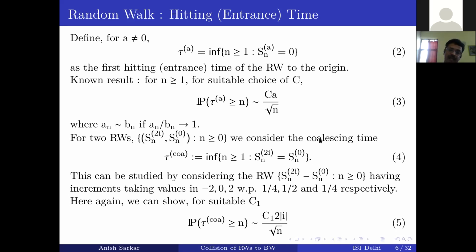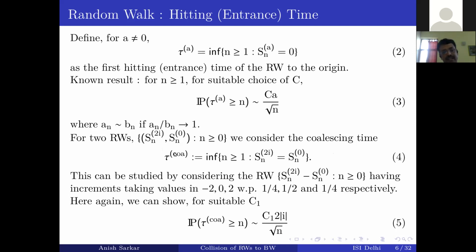So they hit each other. I probably should have said hitting time, but coalescing time is what I have used. I don't know why. Anyway, why have I taken 2i? Because if they are of different parity, it is not even. This is even. Then they will not hit each other. They will cross each other without being at a single point, right?